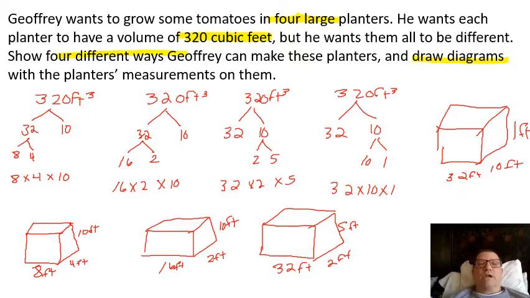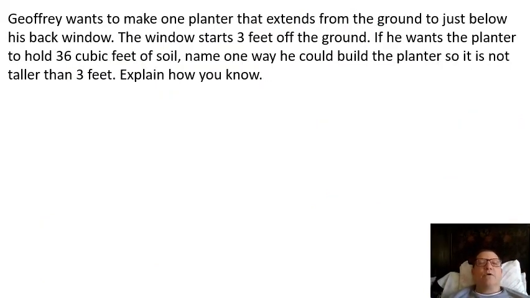Okay, so the key was just decoding 320. All right, next. Godfrey wants to make one planter that extends from the ground to just below his back window. The window starts 3 feet off the ground. If he wants the planter to hold 36 cubic feet of soil, name one way he could build a planter so as not to be taller than 3 feet.